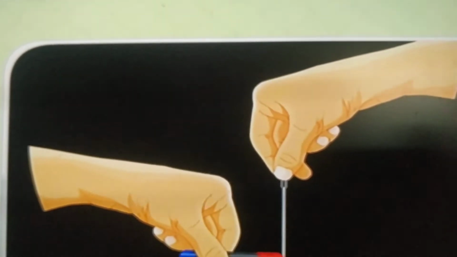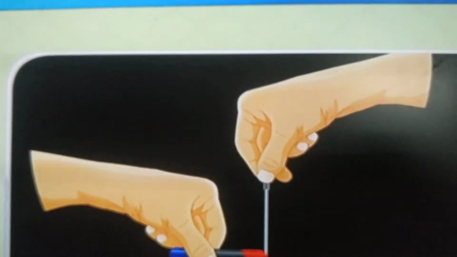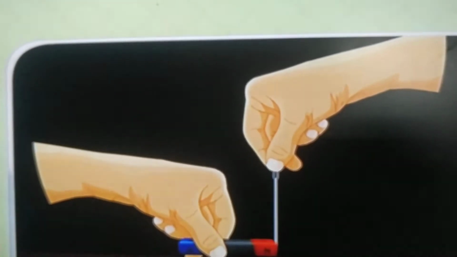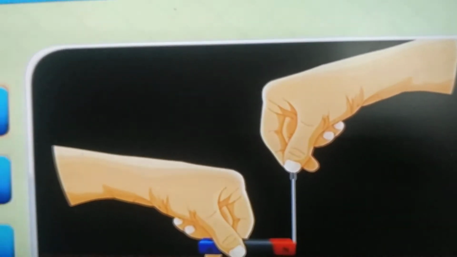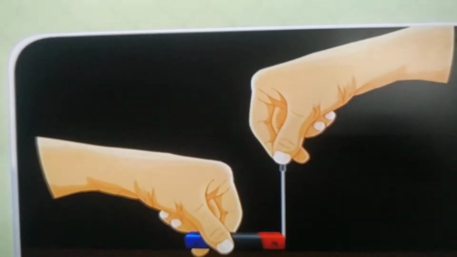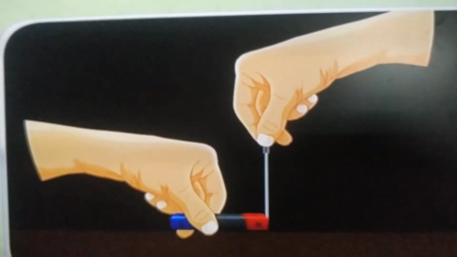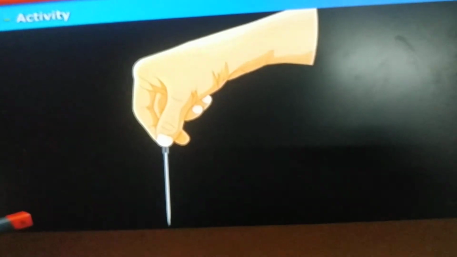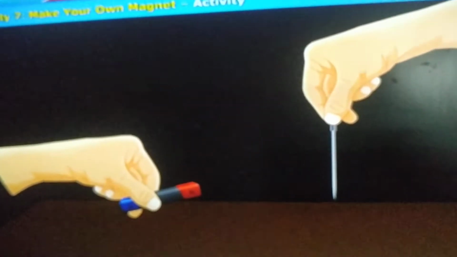Clear? Let's make our own magnets. Shall we? Yes. How to make our own magnets? Let's see. For this you require a bar magnet and an iron nail. Take an iron nail in one hand. Now take a bar magnet in the other hand.